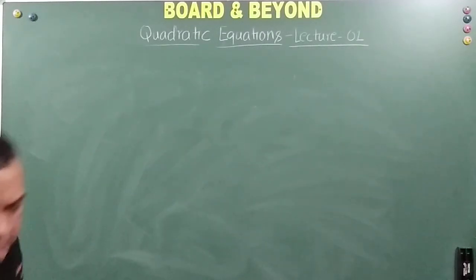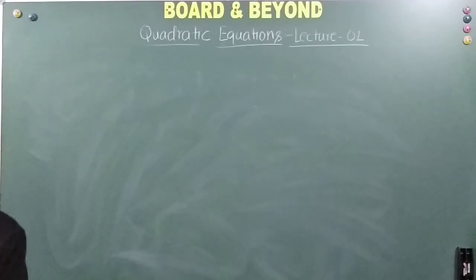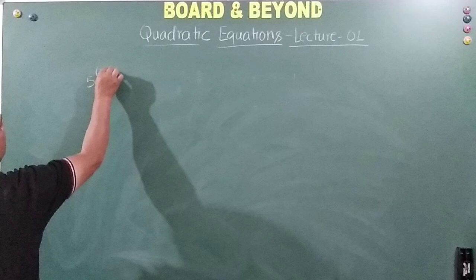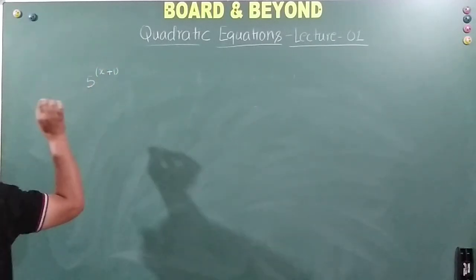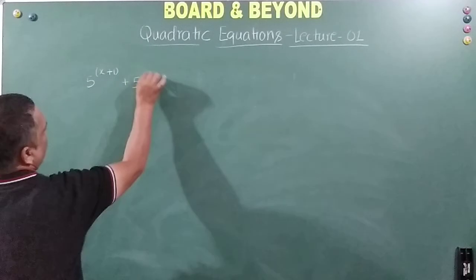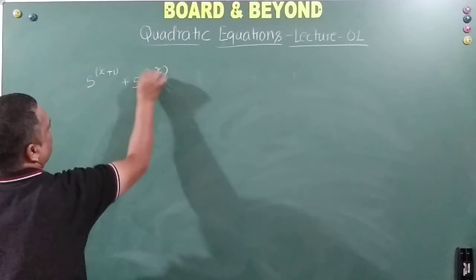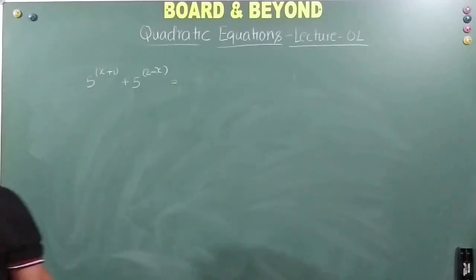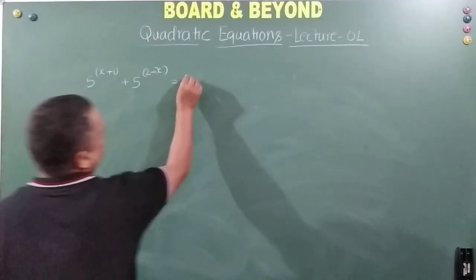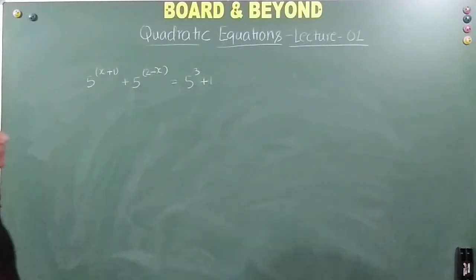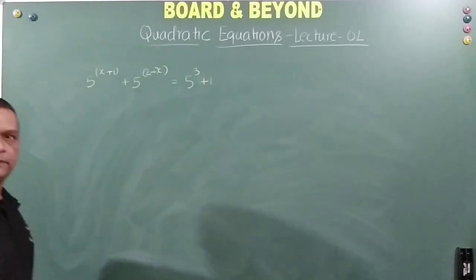Okay. The next question says that we have to solve 5 raised to power (x plus 1), please pay attention, this is a very important question, plus 5 raised to power (2 minus x), is equal to 5 raised to power 3 plus 1. You are getting it, my friend?